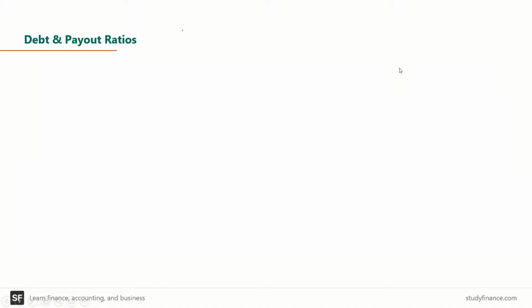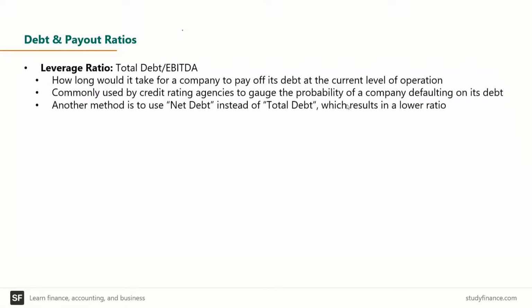Next up are some ratios to measure a company's financial health and payout to stakeholders. There are many types of leverage ratios, but the one that's most common is total debt to EBITDA. This ratio gauges how long a company will take to pay off its debt at its current operating level, and it is commonly used by credit agencies to gauge probability of a company defaulting on its debt. An alteration of this ratio is net debt over EBITDA, so using net debt instead of total debt, which paints a rosier picture, as net debt is usually lower than total debt.